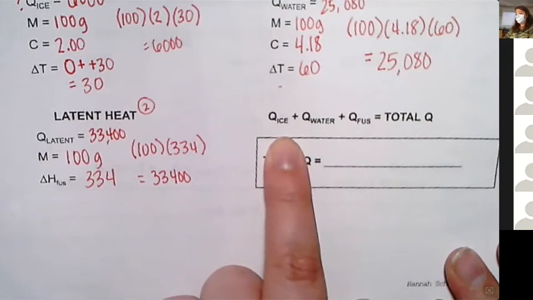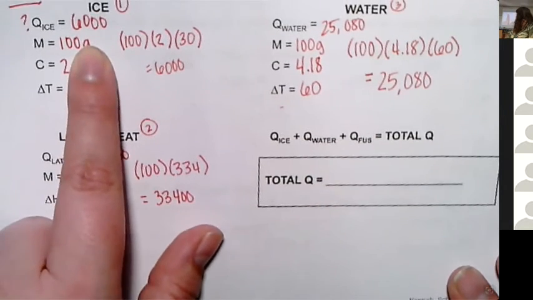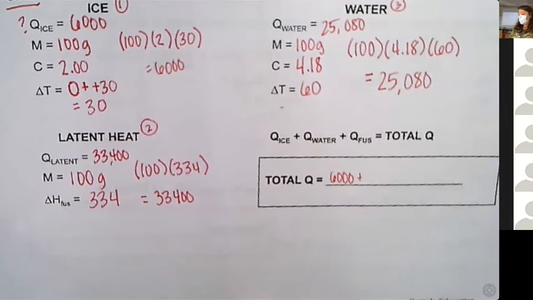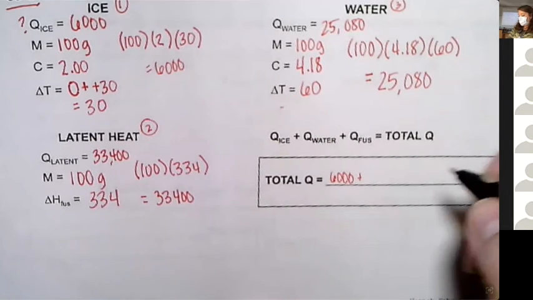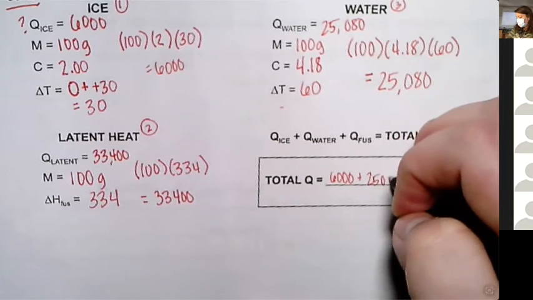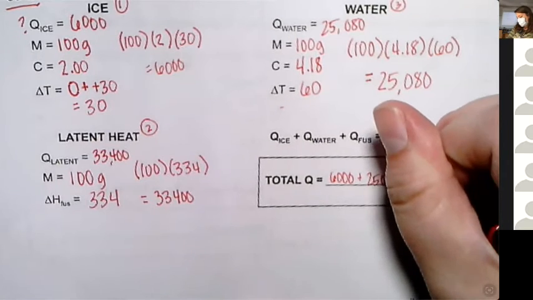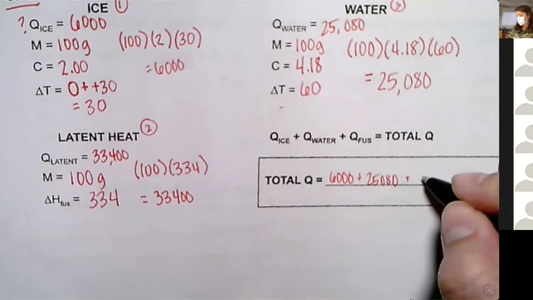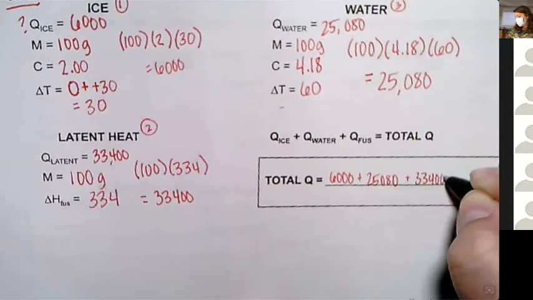So here, the Q of ice was 6,000, plus the Q of water, which was 25,080, plus our heat of fusion, our latent heat, is 33,400. Like that.